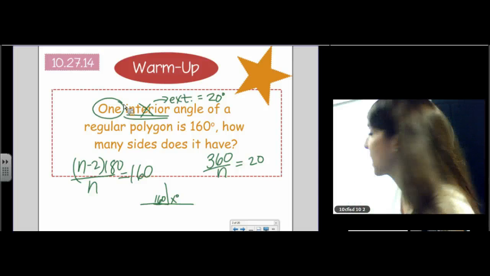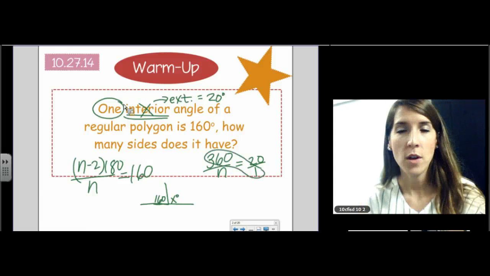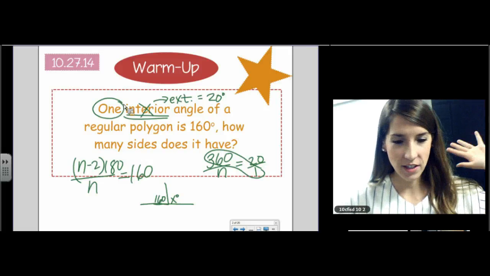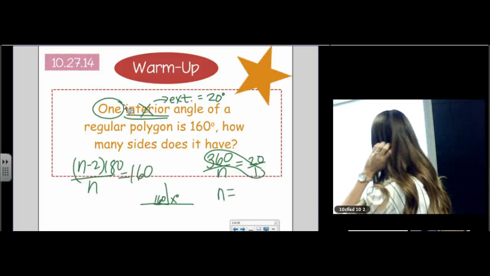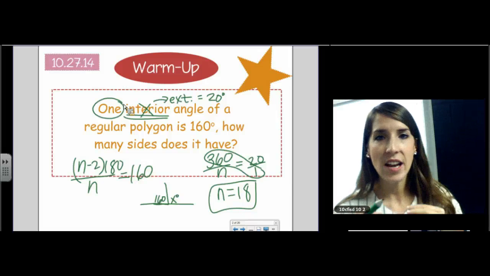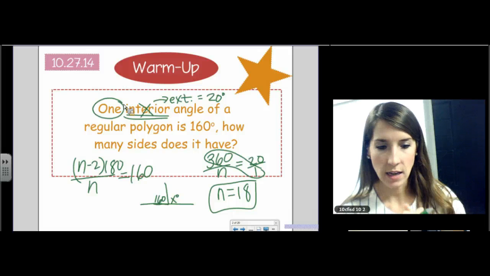How do you solve for n? You put this over 1 and you cross multiply. 360 times 1 divided by 20. You can flood the chat with your answers now. Go. So is everyone okay with n being 18? It has 18 sides. N always stands for the number of sides. N is 18.